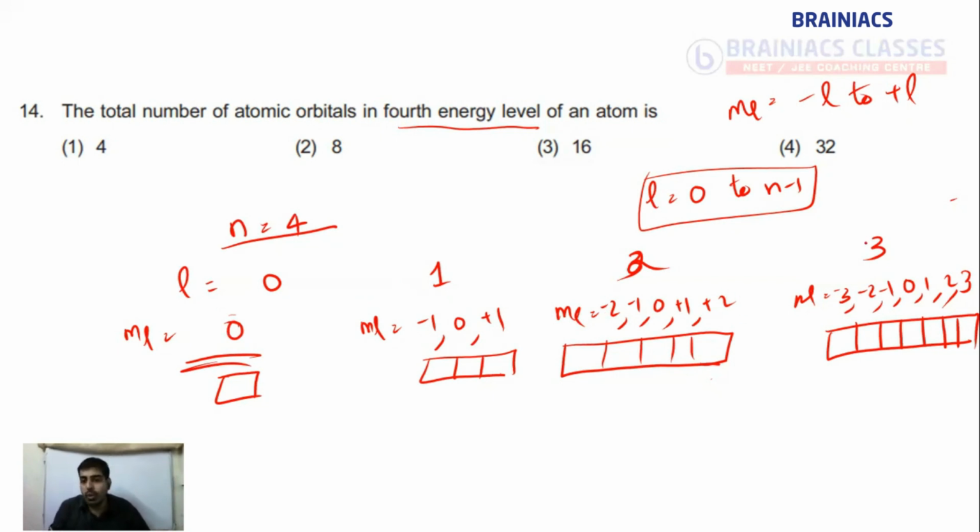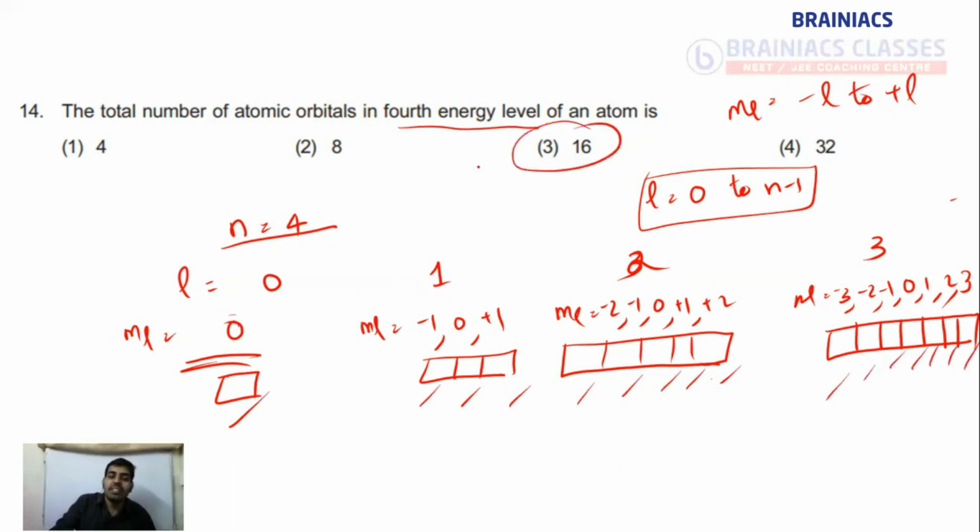Now, if l is equal to 3, ml can have the values minus 3, minus 2, minus 1, 0, plus 1, plus 2, plus 3, seven orbitals. Now, the total number of atomic orbitals in the fourth level: 1, 2, 3, 4, 5, 6, 7, 8, 9, 10, 11, 12, 13, 14, 15, 16. There are 16 orbitals. The answer is option 3. I think it's clear.